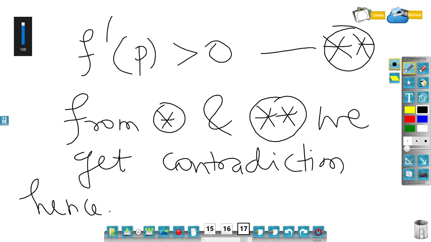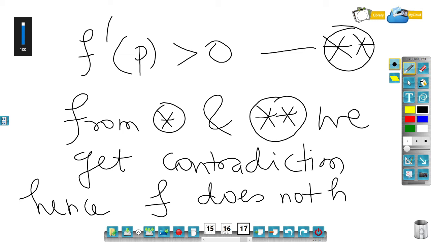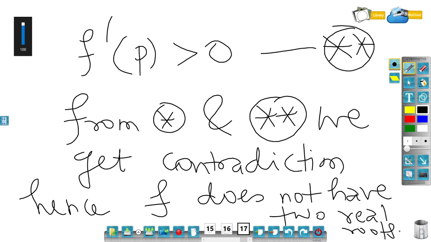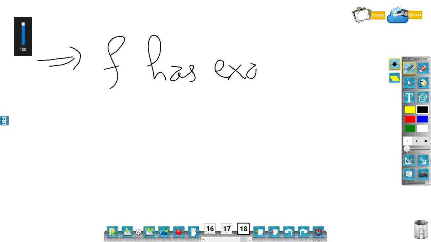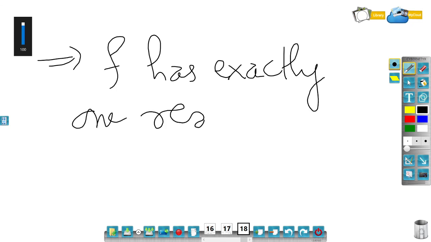Hence, f does not have two real roots. Right? So this would imply f has exactly one real root. Right? So this completes the small lemma which was based on Rolle's theorem.